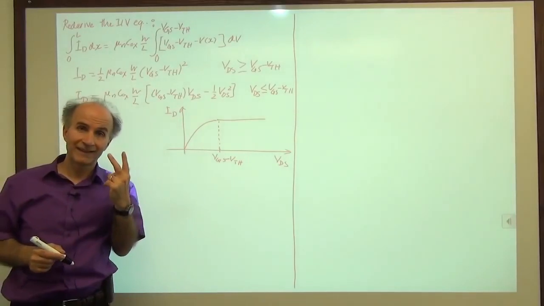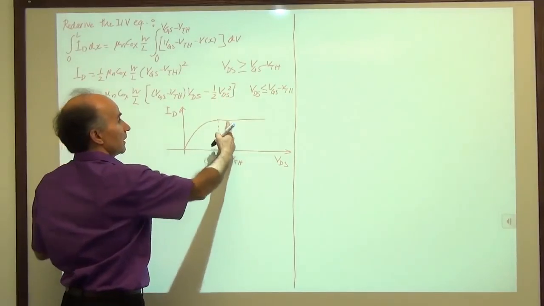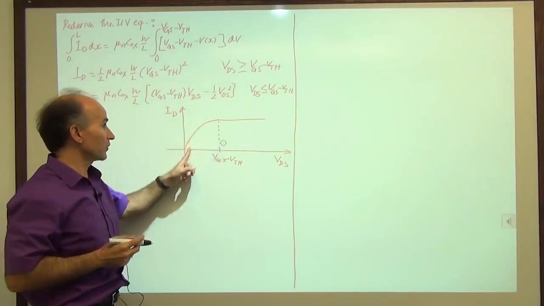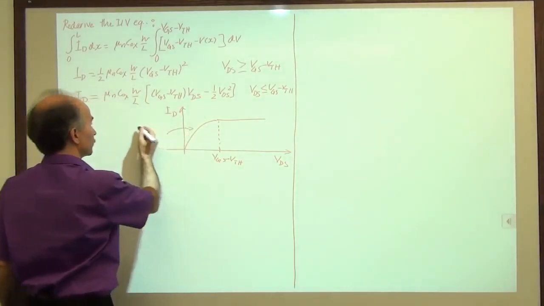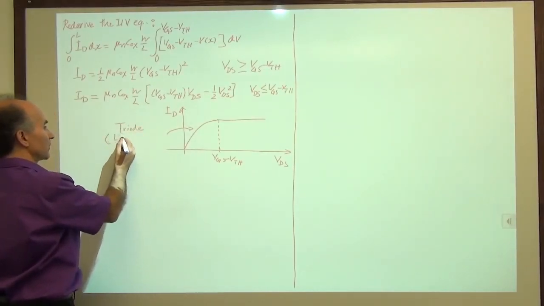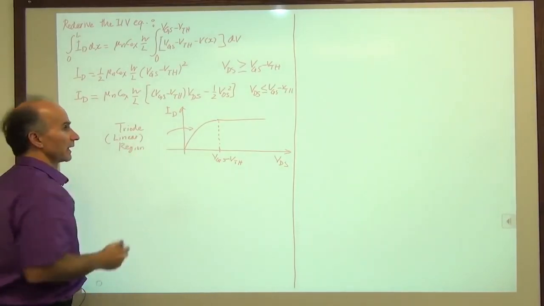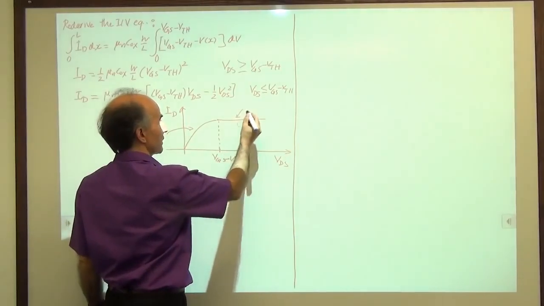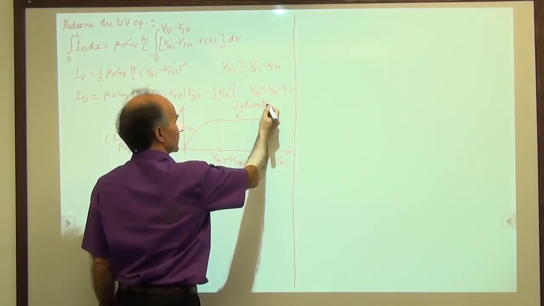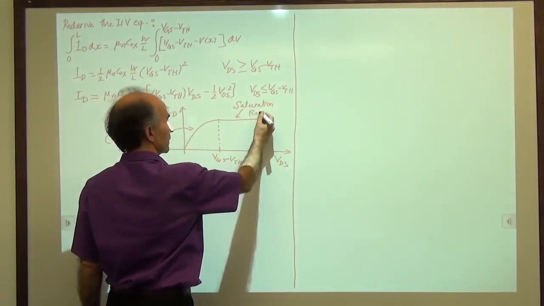So we have two distinct regions of operation. One here, given by this equation, one here, given by that equation. We call this region of operation the triode region. Some books call it the linear region. And then this region of operation is called the saturation region, because the current has saturated, right? The current has reached a constant value. This is called the saturation region.